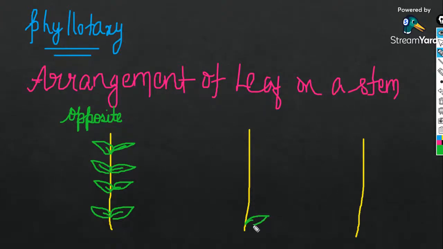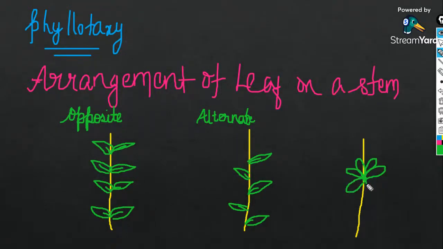In certain other plants you will find the leaves arranged alternately like this. Such an arrangement you will call alternate phyllotaxy. In certain other plants you will find the leaves arising from a common point like this. This type of phyllotaxy you will call whorled phyllotaxy. Clear? Tell me yes or no on the chat box.